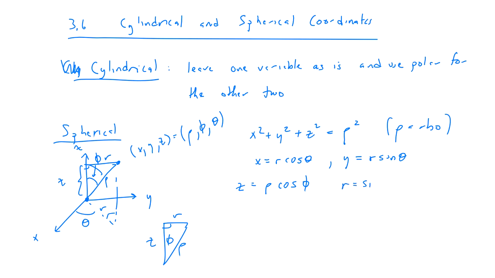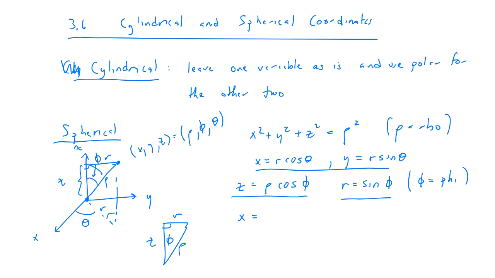Just the sign of it. So that's the Greek letter phi. So we have this conversion, and then between these two and this, we get the other two conversions, which are kind of annoying. It's r cosine theta, where r is rho sine phi.